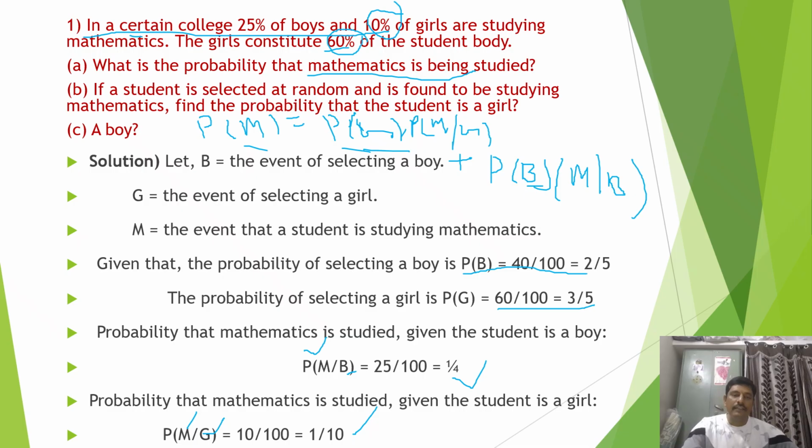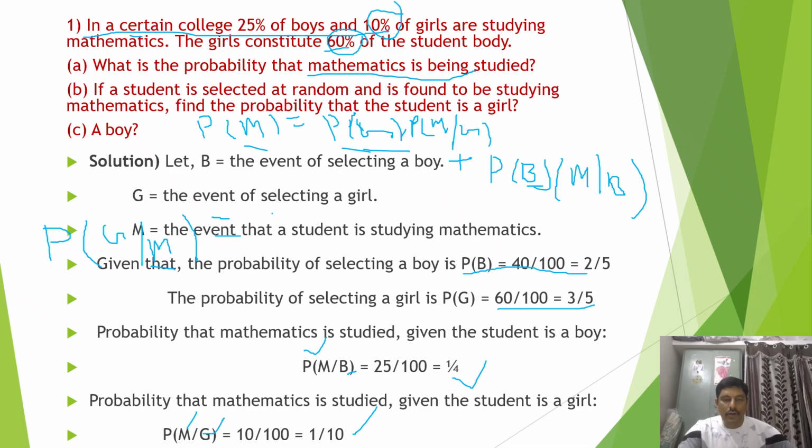Now the next question is, if a student is selected at random and is found to be studying mathematics, find the probability that the student is a girl. That means what we need to find? We need to find the probability that if we select a student randomly who is studying mathematics, that student is a girl. What is the probability that the student is a girl? We need to find this probability, P of G by M.